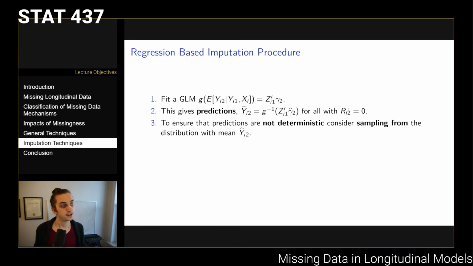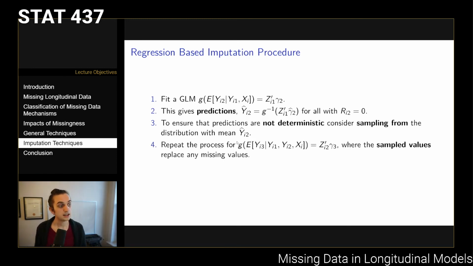Or if yi is a binary response and you've used a logistic regression, then yi hat 2 is the probability that it equals 1. And so you can generate a binary response with the probability that it equals 1 given by yi hat 2, right? And so that's going to let you generate outcomes, and you can fill those in for anyone who has missing values.